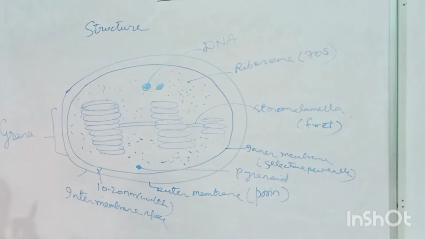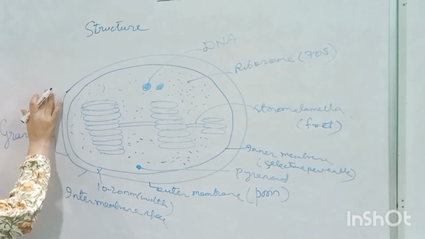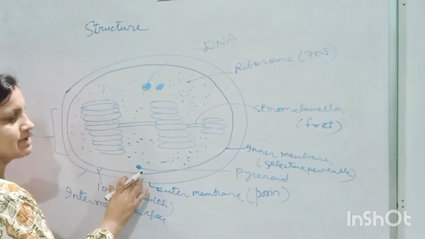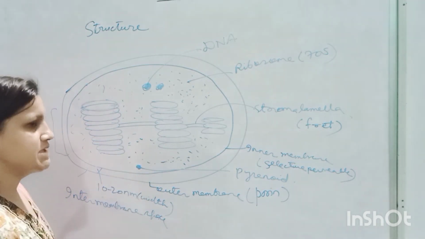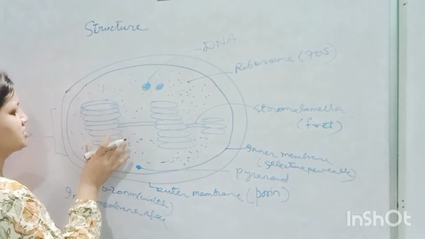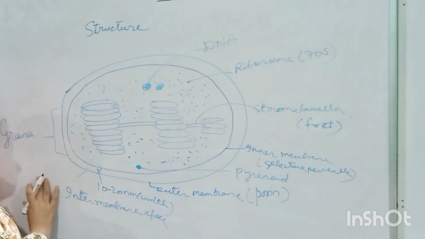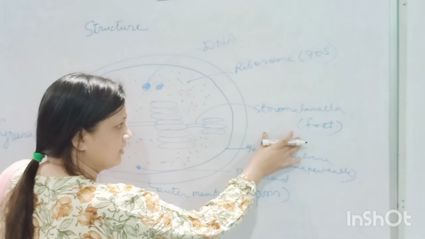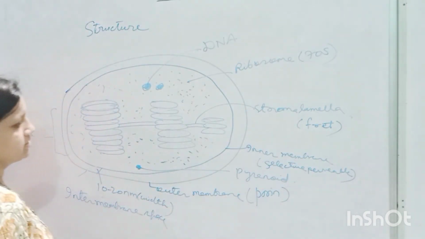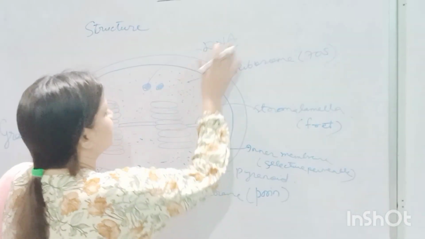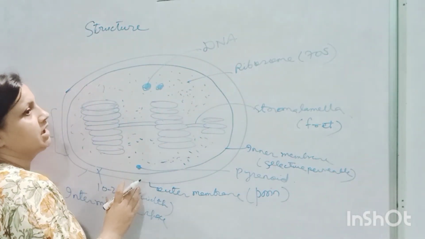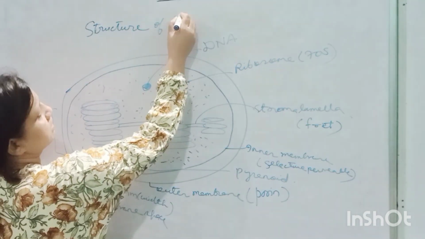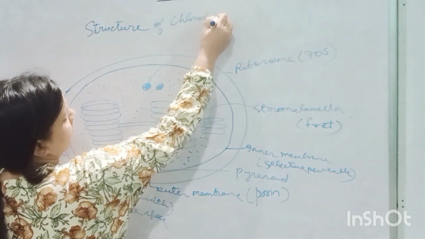So this is all about the structure of the chloroplast, which has a double layer membrane. The space between them is called the intermembrane space. It has thylakoids, which are in a stack of coins together called grana. The matrix or fluid-filled space is called stroma. And there is also DNA present here, ribosome present here, and pyrenoid is there. That gives the structure of the chloroplast.